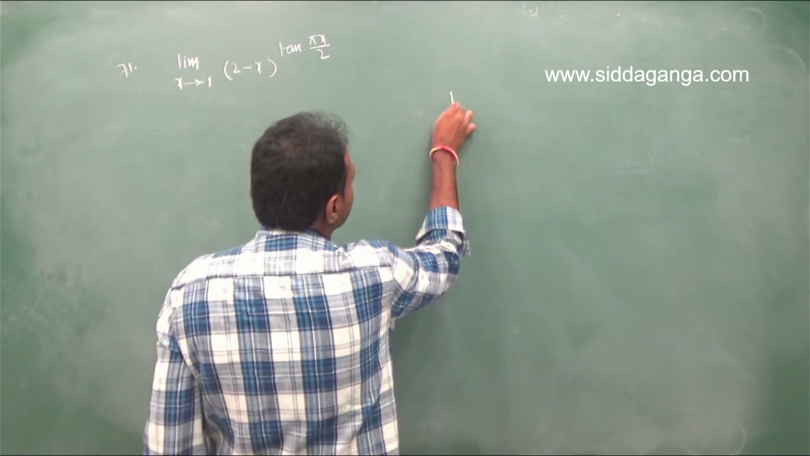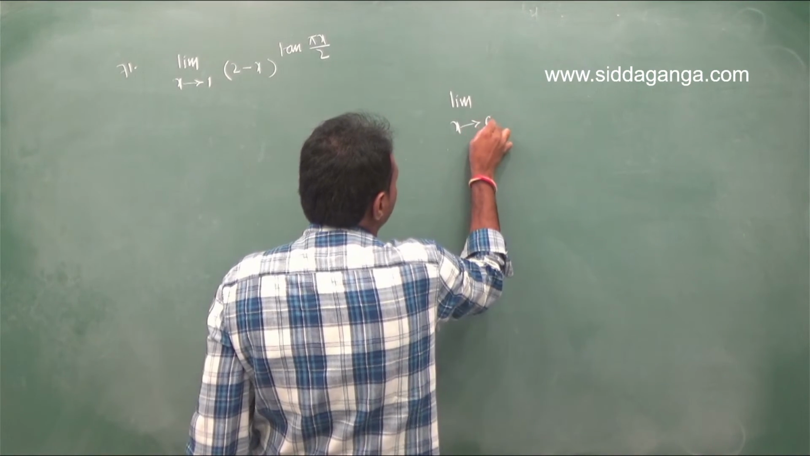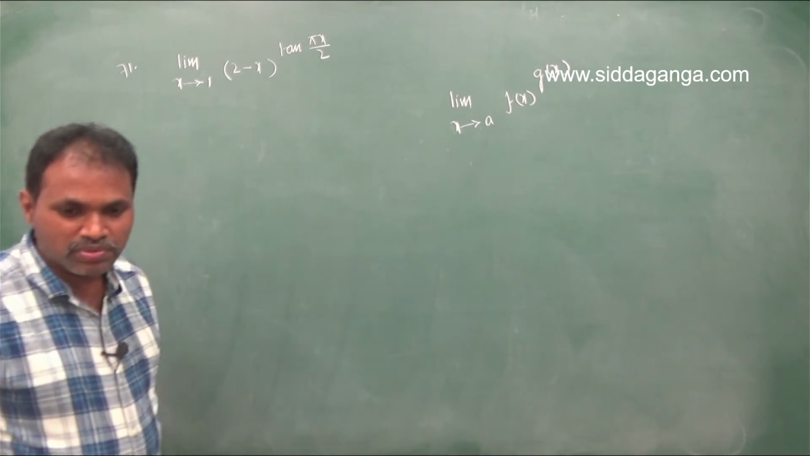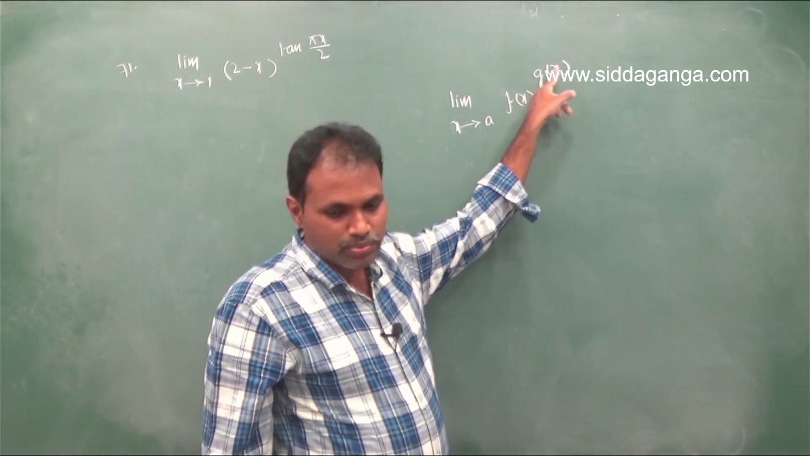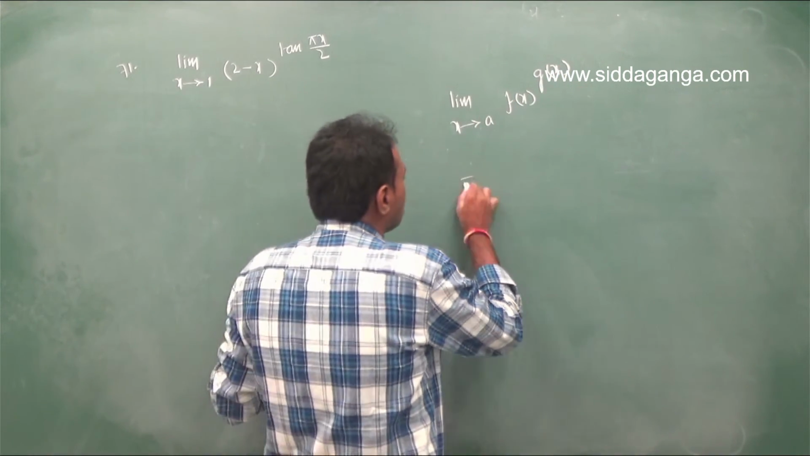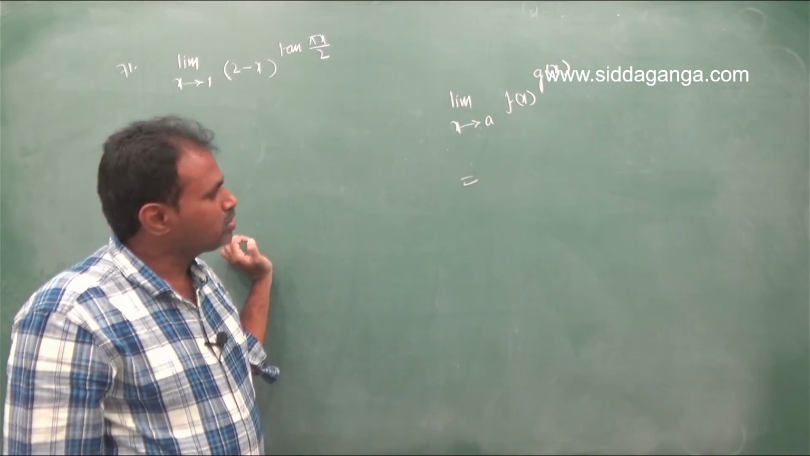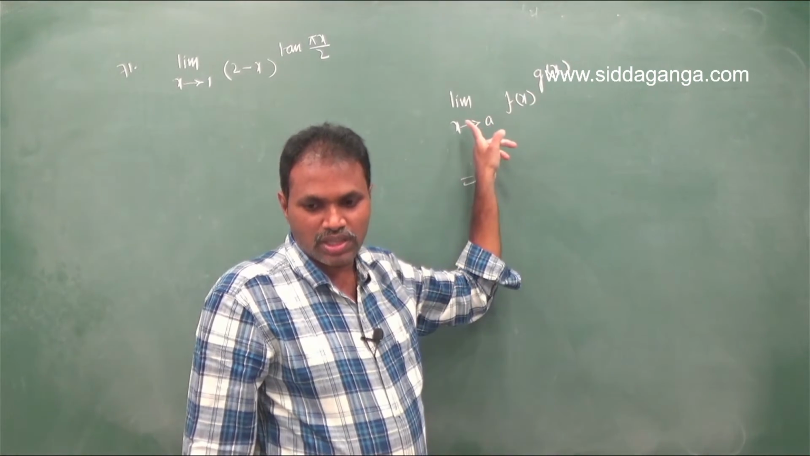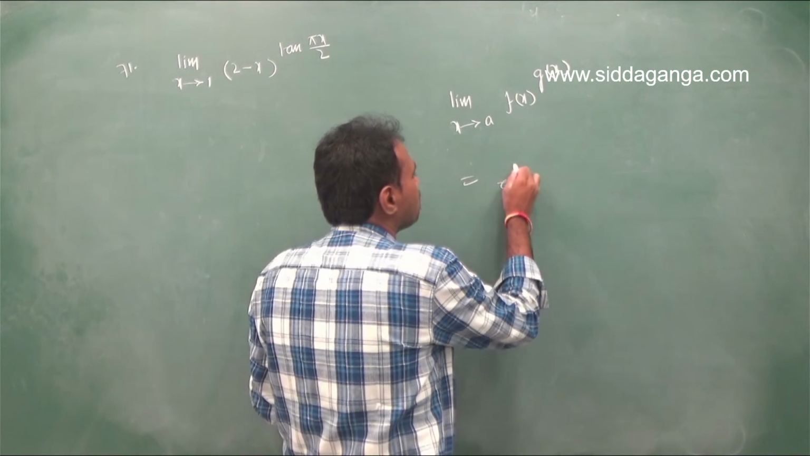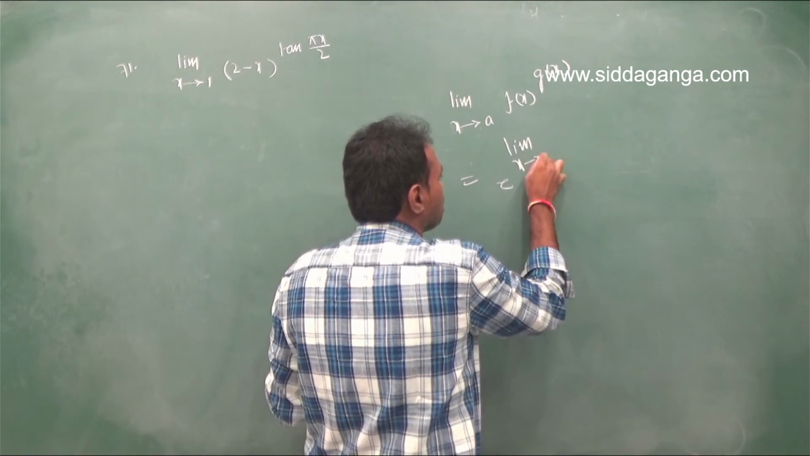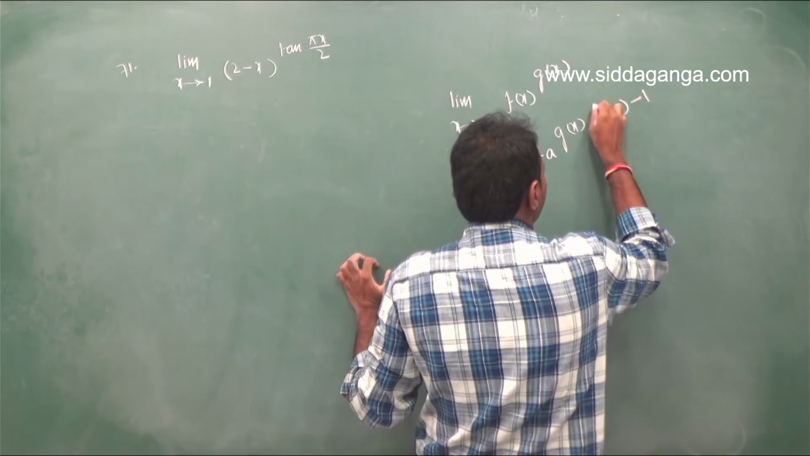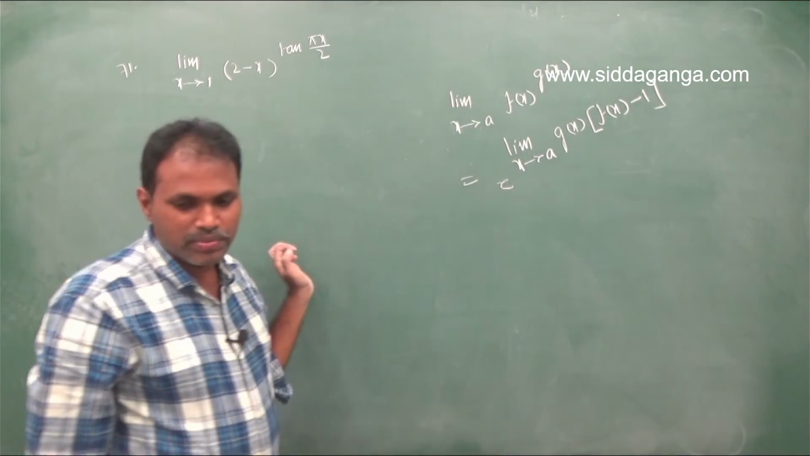It is in the form limit x tends to a, f of x power g of x. If we put x equal to a in the function, if the function is converted into 1 power infinity form, then you can write e power limit x tends to a, g of x into (f of x minus 1). When you substitute the limit value in the function, if it is converted into 1 power infinity form, this is the formula for limit x tends to a, f of x power g of x.